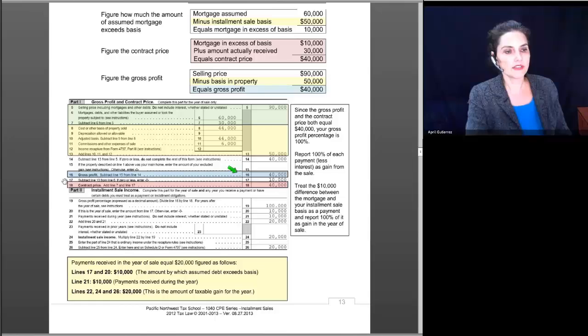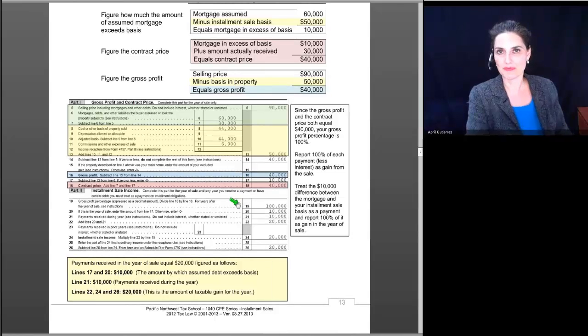Well, on line 17, it says subtract line 13 from line 6. So line 13 is this number right here, and line 6 is this number right here. So that's the amount by which the basis is less than the debt assumed, and that $10,000 number is entered on line 17. Then on line 18, you have your contract price, which is add line 7 and 17. Line 17 plus line 7 is that 40. So ultimately, the contract price and the gross profit are the same, and that gives you that gross profit ratio of 100%.